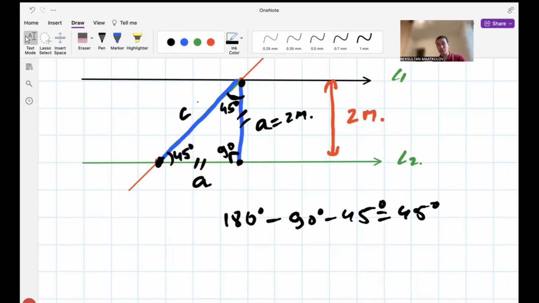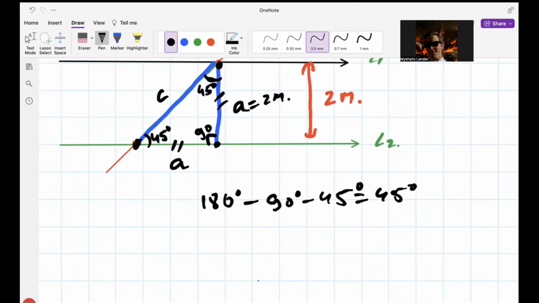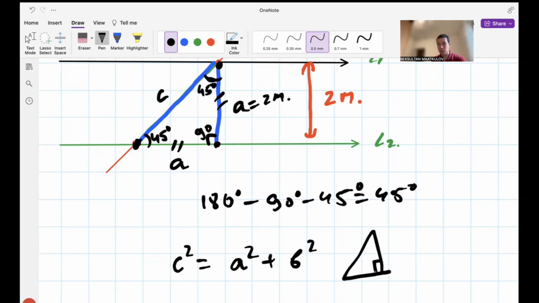And how could you find this hypotenuse? 2 squared plus 2 squared. Yes, good. But before, I'll just write the general notion of the hypotenuse, the Pythagorean theorem: C squared equals A squared plus B squared. This is when you have a right triangle. And this is A, and this is B, and this is C.